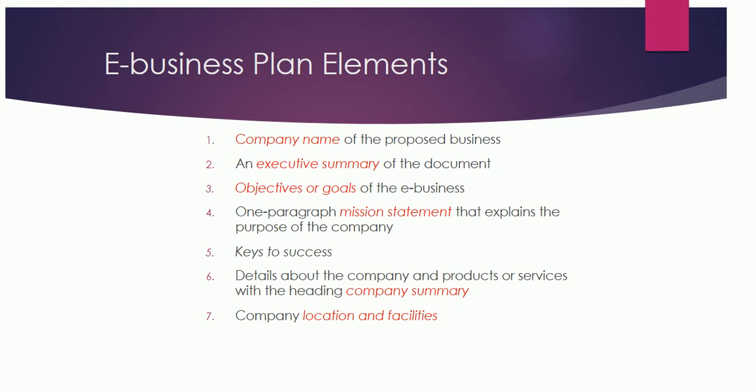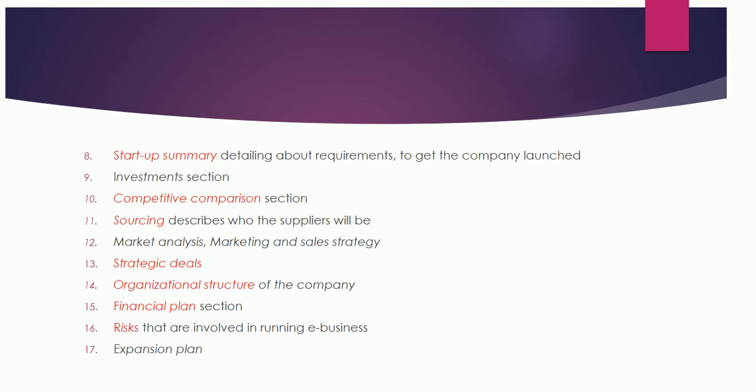Details about the company products and services with the heading company summary. So how the company will perform and what products and services you're going to provide. So you need to give details about it. Location and facilities, from where you will be operating. Startup summary, detailing the requirements to get the company launched, and also at the same time the investment section. That is the ninth point, where you will add where you are getting the investment from.